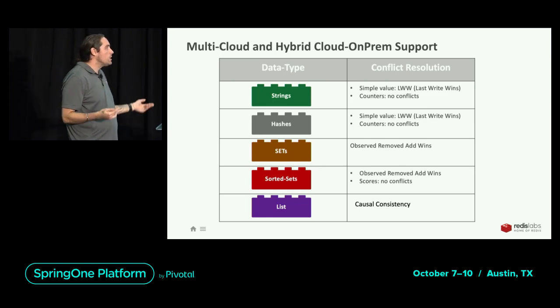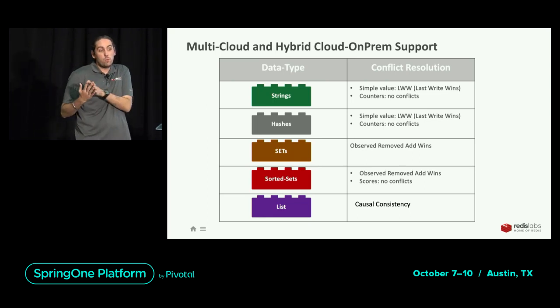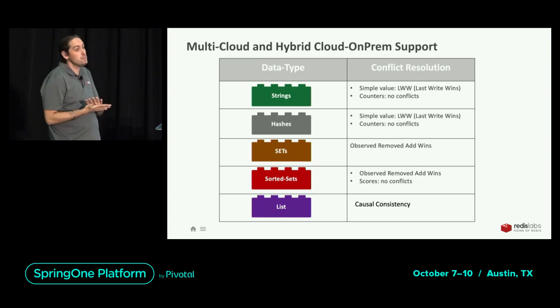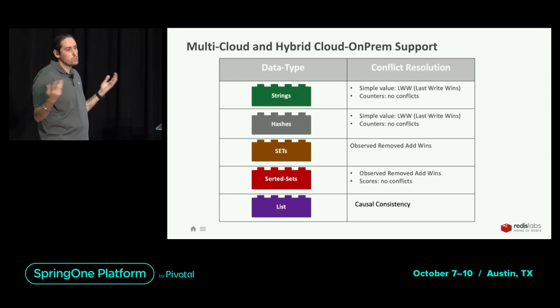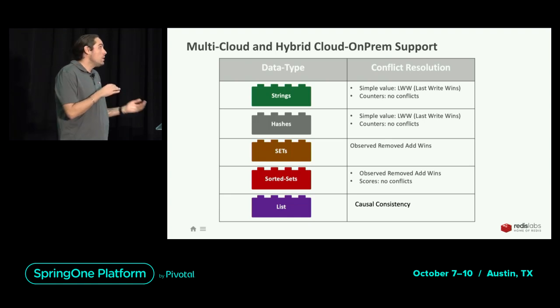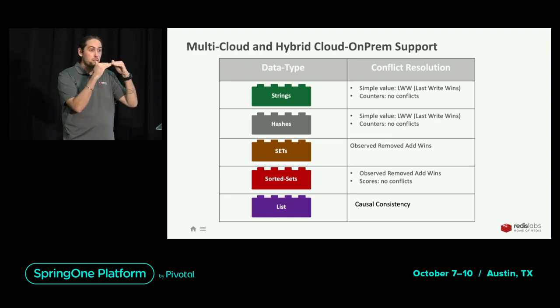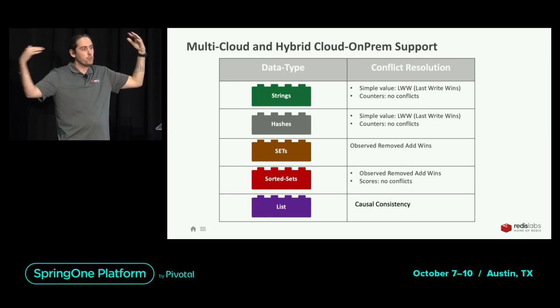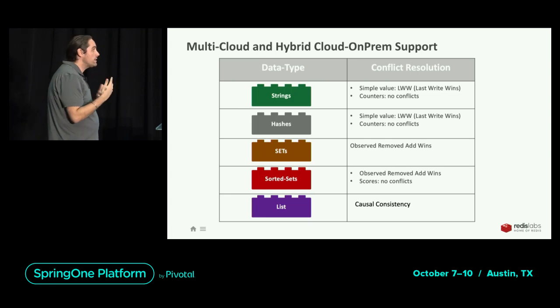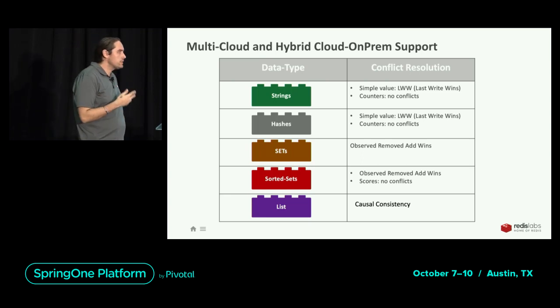Just to go through them: strings, it's a simple value, last write wins. There's not really any way to infer intent with just a simple string update. But if you have a counter, we're just going to send the deltas across. With hashes, if we're talking about an individual field, it'll be last write wins, but each field is treated differently. So you can modify one field over here, one field over here, and they'll eventually converge to be the same unified data set. Counters, same thing, we're just sending the deltas over.